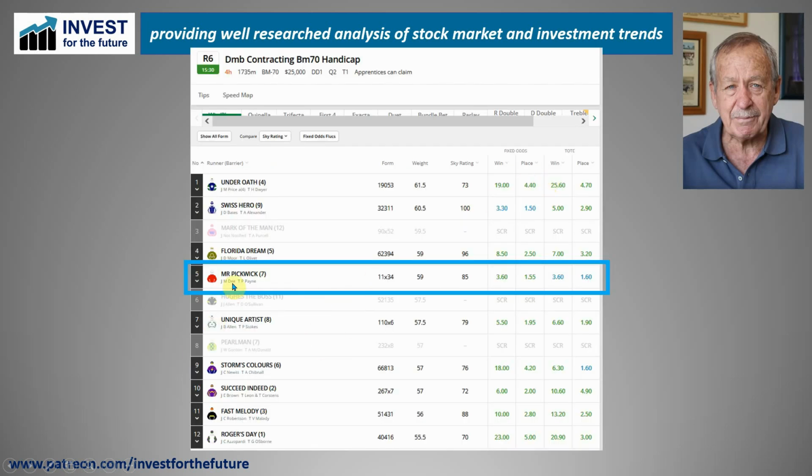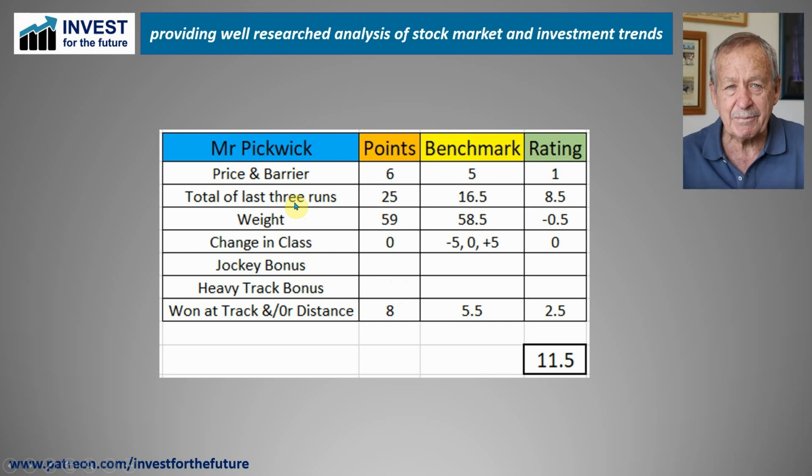If we come back and look at its last 3 starts, even though it had a spell in there, we still include the race before the spell. So we add up 4 and 3 and 1, which comes to a total of 8. The appropriate number of points for a total of 8 is 25 points, with the benchmark being 16.5. It gets a rating of 8.5.